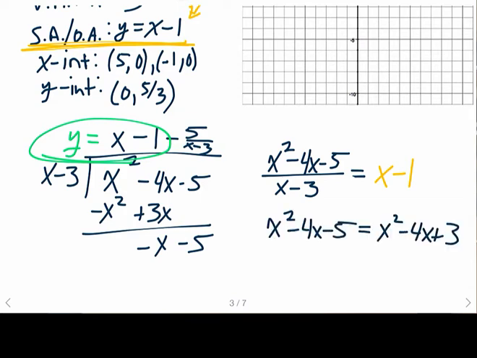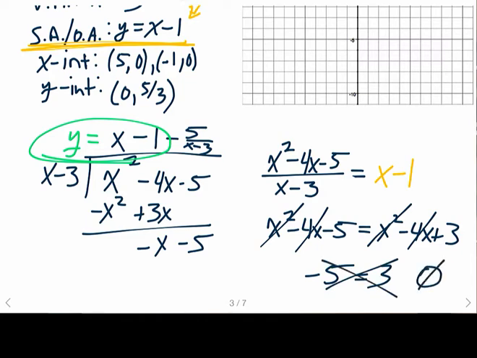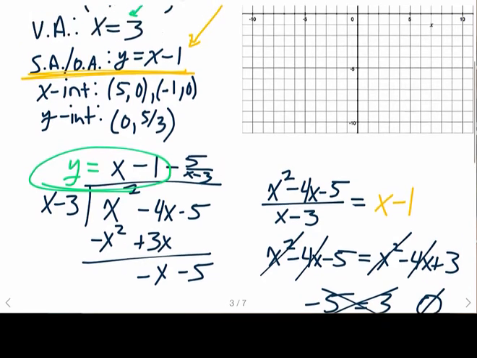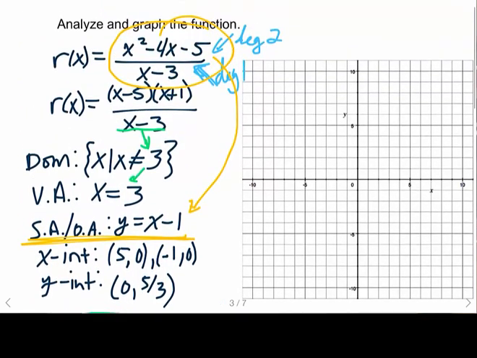Clearing the fraction and then foiling gives me x squared minus 4x minus 5 is equal to x squared minus 4x plus 3. Subtracting x squared from both sides, adding 4x to both sides, I get negative 5 is equal to 3. And that's not true. This equation has no solution. Now we have a meaning for what it means to have no solution. In this case, it means that the function and the asymptote do not intersect.